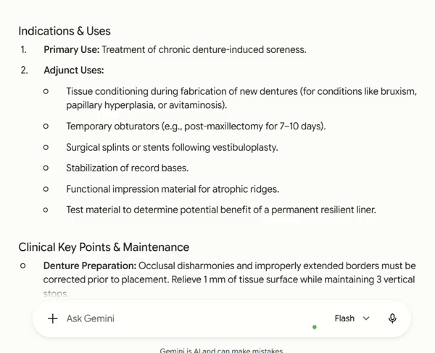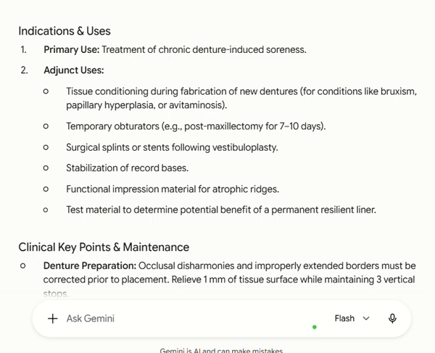Temporary obturator, e.g., post-maxillectomy for 7 to 10 days. Surgical splints or stents following vestibuloplasty. Stabilization of record bases. Functional impression material for atrophic ridges. Test material to determine potential benefit of a permanent resilient liner. Clinical key points and maintenance.